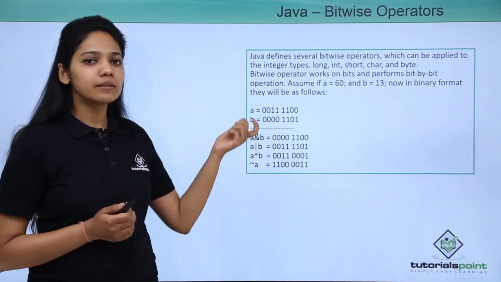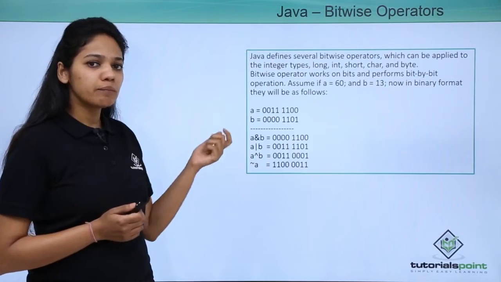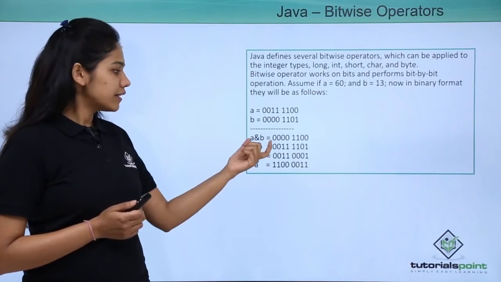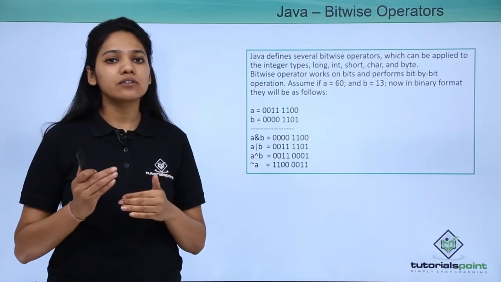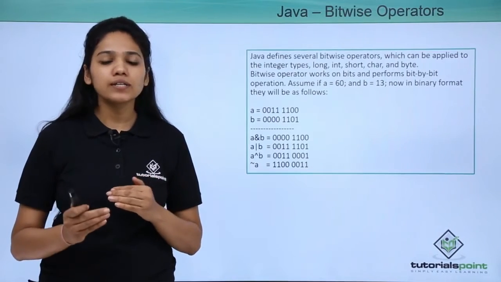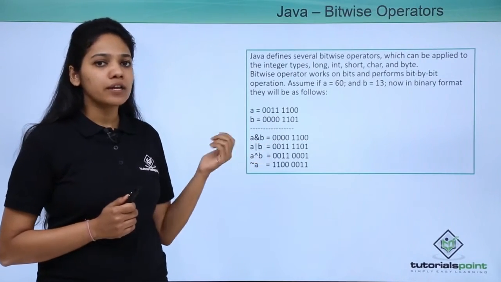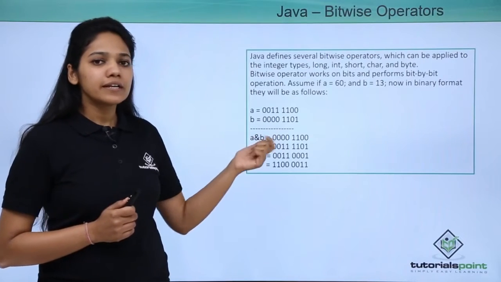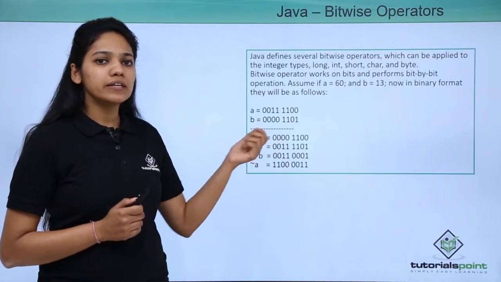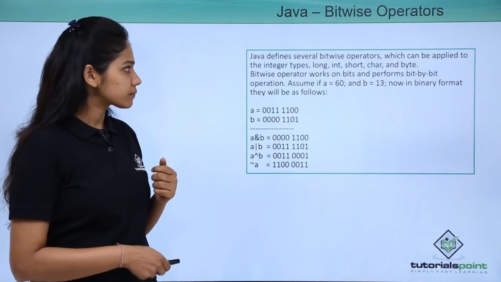We have provided the binary value of A and binary value of B, and certain examples where it tries calculating the binary or bitwise operation on these two operands. It may be AND, OR, XOR or negative. So, let us understand in detail about each of these operations.